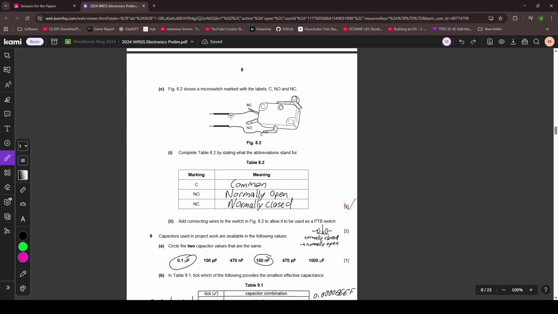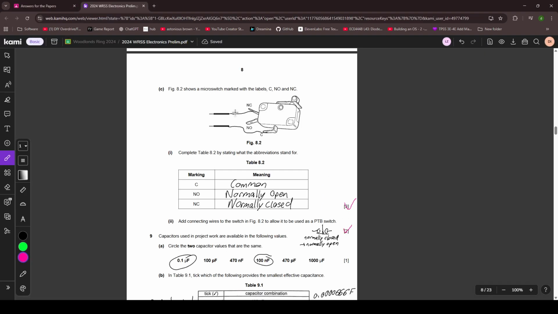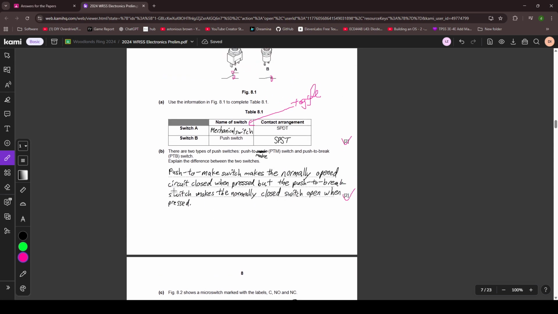Unless this is your drawing? Is that your drawing? Oh, I think it is. I'm just gone. Okay. And you're right, yes. This is the correct configuration. So push to break, as you already stated here, yeah, this I'll explain, right?